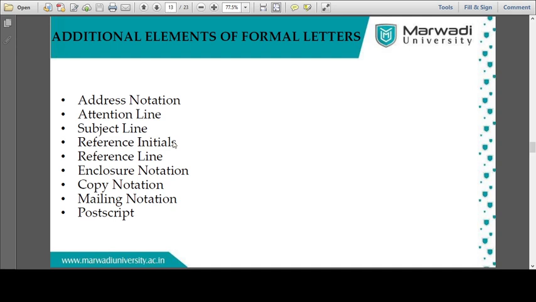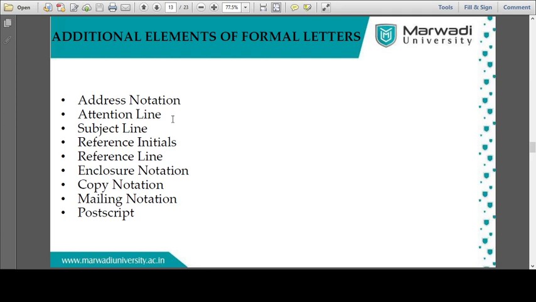Next one is subject line. This element lets the recipient know at a glance what the letter is about. It usually appears below the salutation. Now next one is, you can say, reference initial.